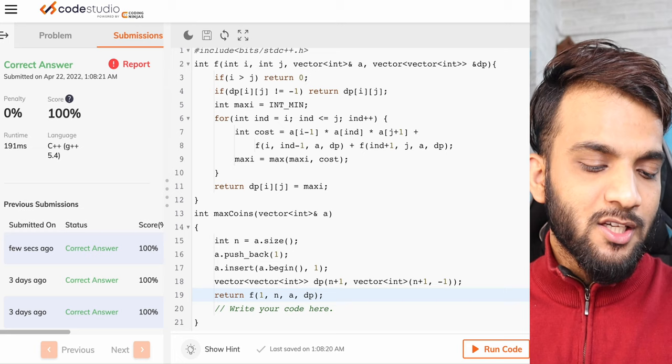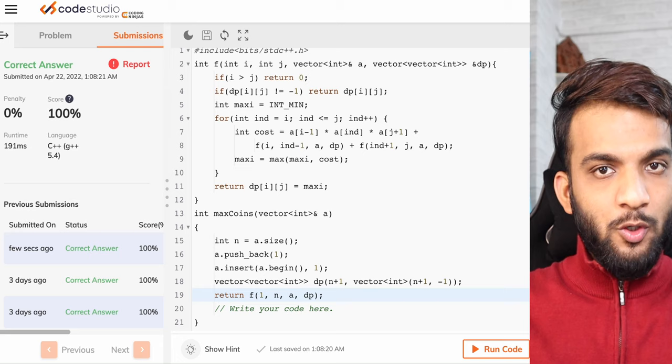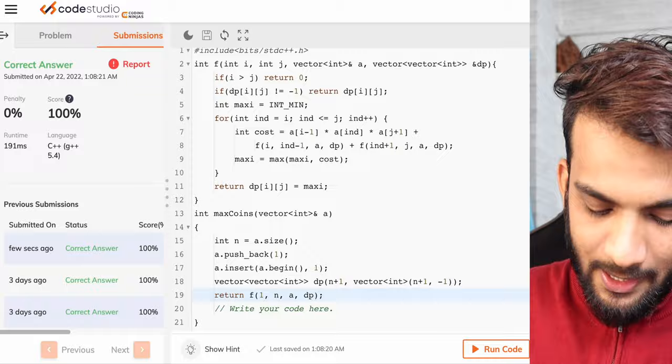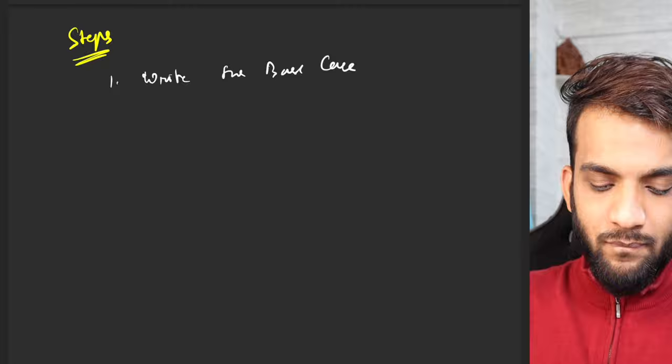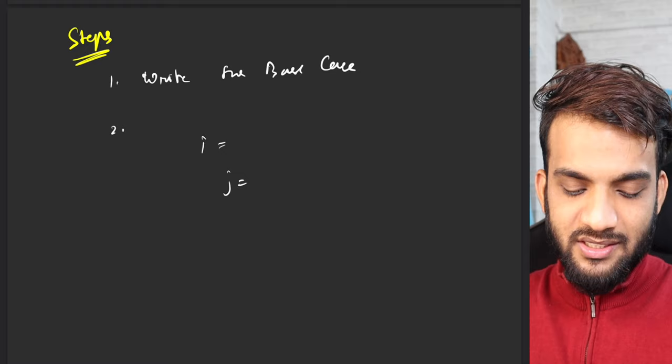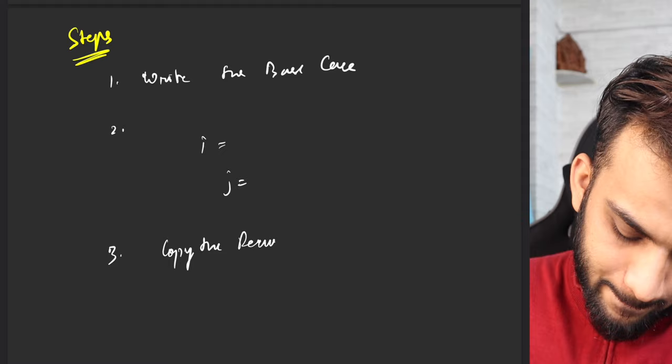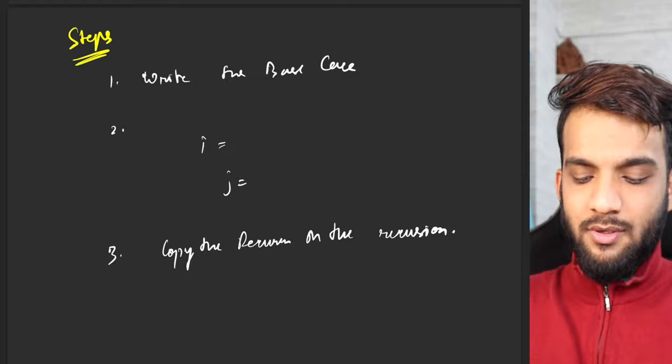Now we will be learning about the tabulation concept, which is super duper easy. So if you remember the formula that I have taught you in order to convert, what are the steps? Do you remember the steps that you used to convert? The first thing is write the base case. The second thing is changing variables. Write the changing variables as nested loops. The third thing is copy the recurrence in the recursion. Don't think much, just copy the recurrence.